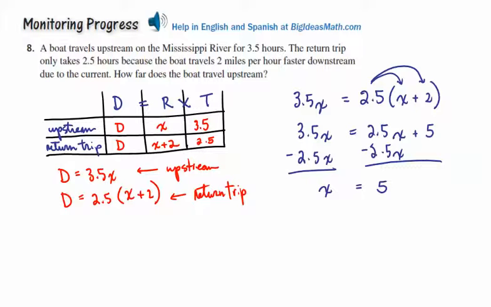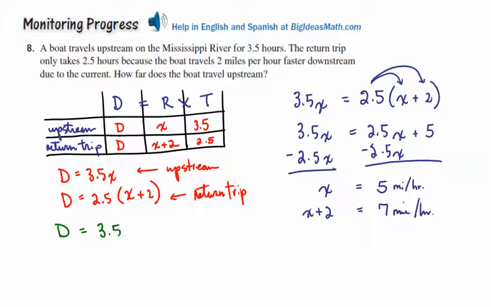So that means that going upstream, the boat was traveling 5 miles per hour. Since on the return trip the current causes the boat to move faster downstream, we know that that's x plus 2, or 7 miles per hour. Once again, though, neither of these are what we're trying to figure out. We need to figure out how far the boat travels upstream. So we should be able to use either equation.